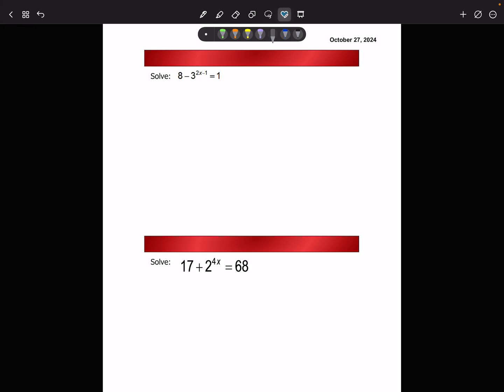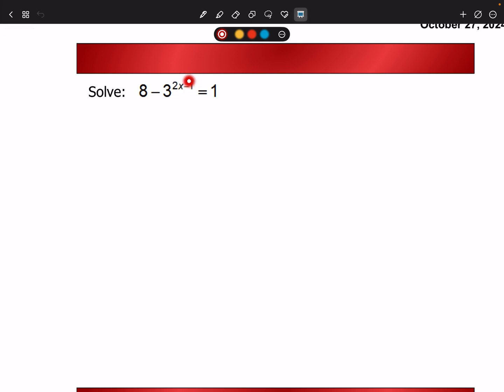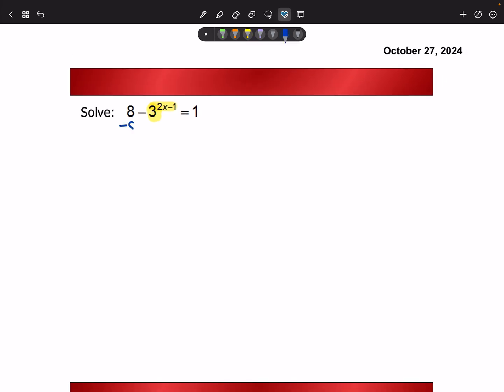Now, in these problems, we most definitely have a variable in the exponent. So I'm going to be rewriting these in log form, but right now it's a bit complicated. So I need to isolate just the base of 3 raised to the 2x minus 1 power. So I'm going to start by subtracting 8 from both sides.